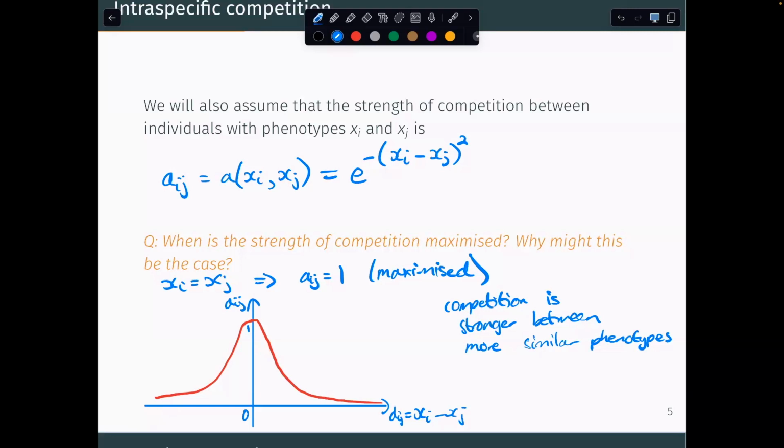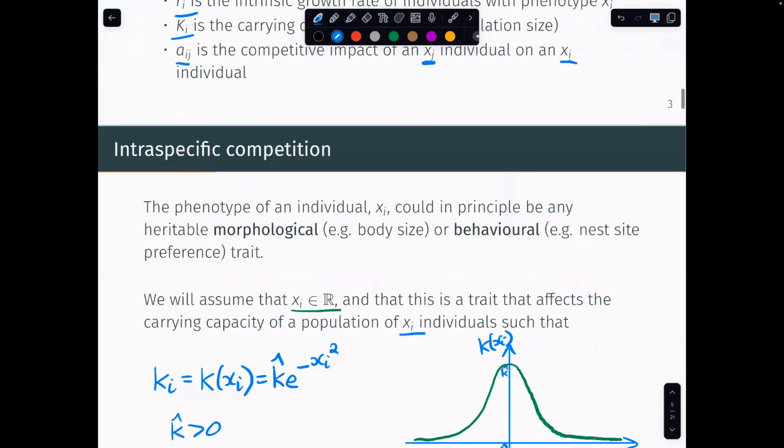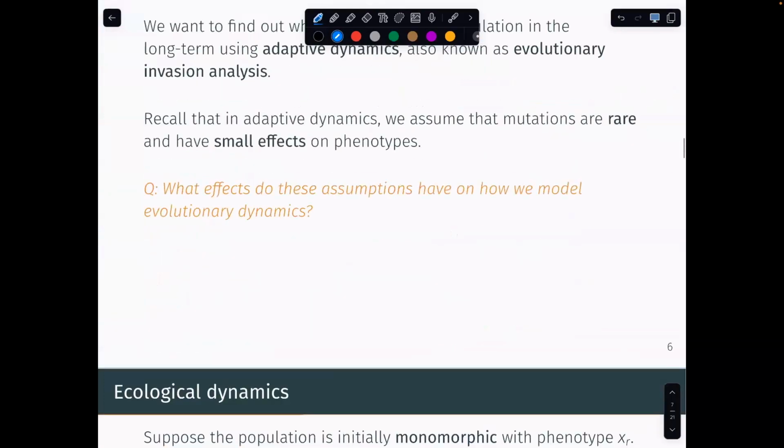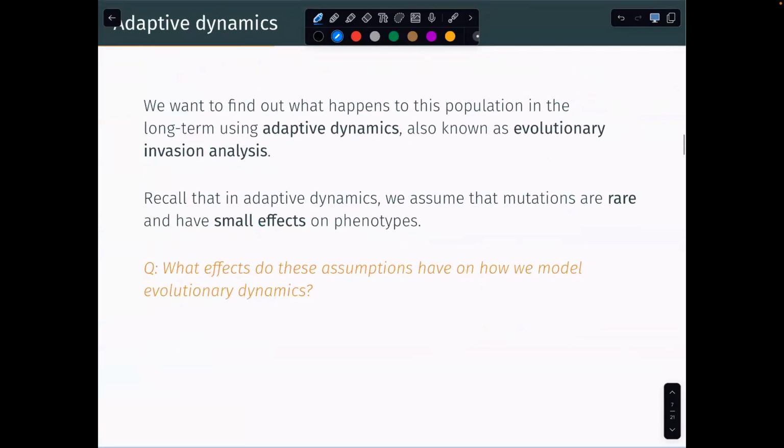If we were to go back to this original equation here, Ri is just equal to R now. Aij, we have a function in terms of xi's and xj's, in terms of our phenotypes, and ki's in terms of phenotypes as well. So we can rewrite this equation in terms of our phenotypes, if we so wish. And we want to really know what kinds of questions we want to ask when we're trying to model evolution. One of the things we might want to ask is, how do we expect this phenotype to evolve over time?